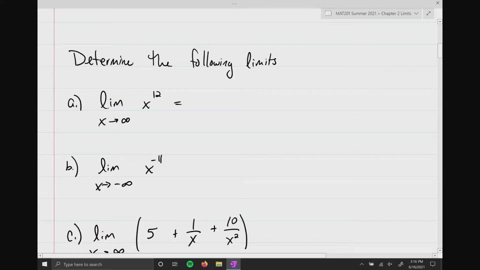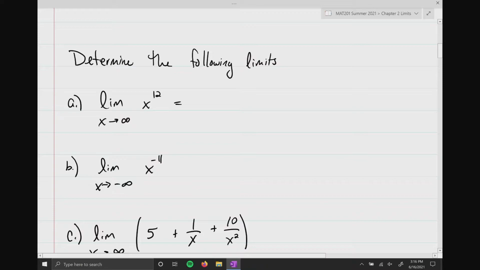Now, before we do that, let's just understand how we actually evaluate limits at infinity. So part A here is actually pretty easy. If I just read this here, it says the limit as x goes to infinity of x to the 12th. So I think an easy way to think about this is, what if we just start choosing arbitrary values for x? And let's see what happens.